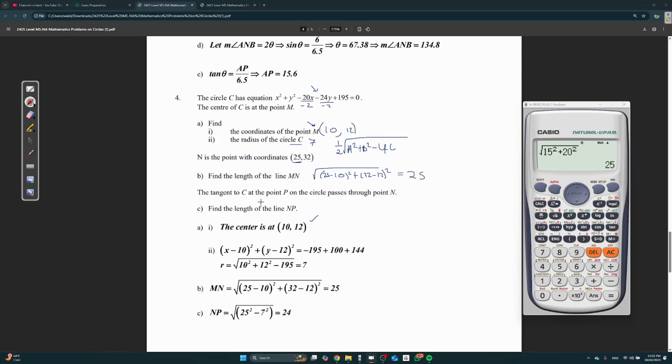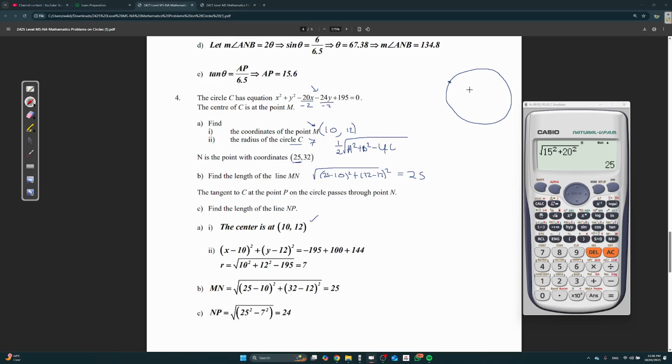So the tangent to C at the point P on the circle passes through the point N. So I think we have to draw this. We have our center M. We have a point, I don't know, P. And there's a tangent. And you have this point N, which is on the tangent. So they want us to find the length of the line. Hold up. Okay, circle.